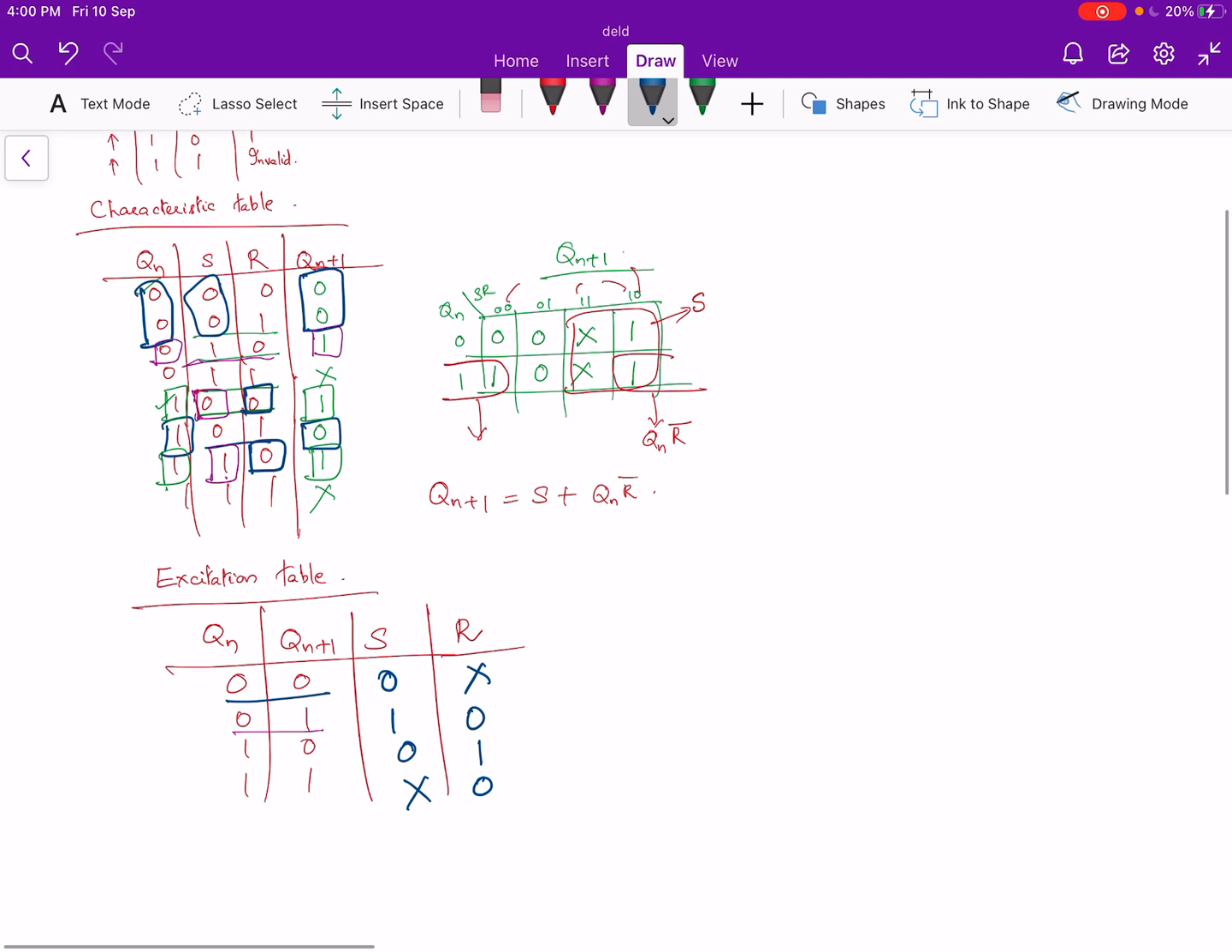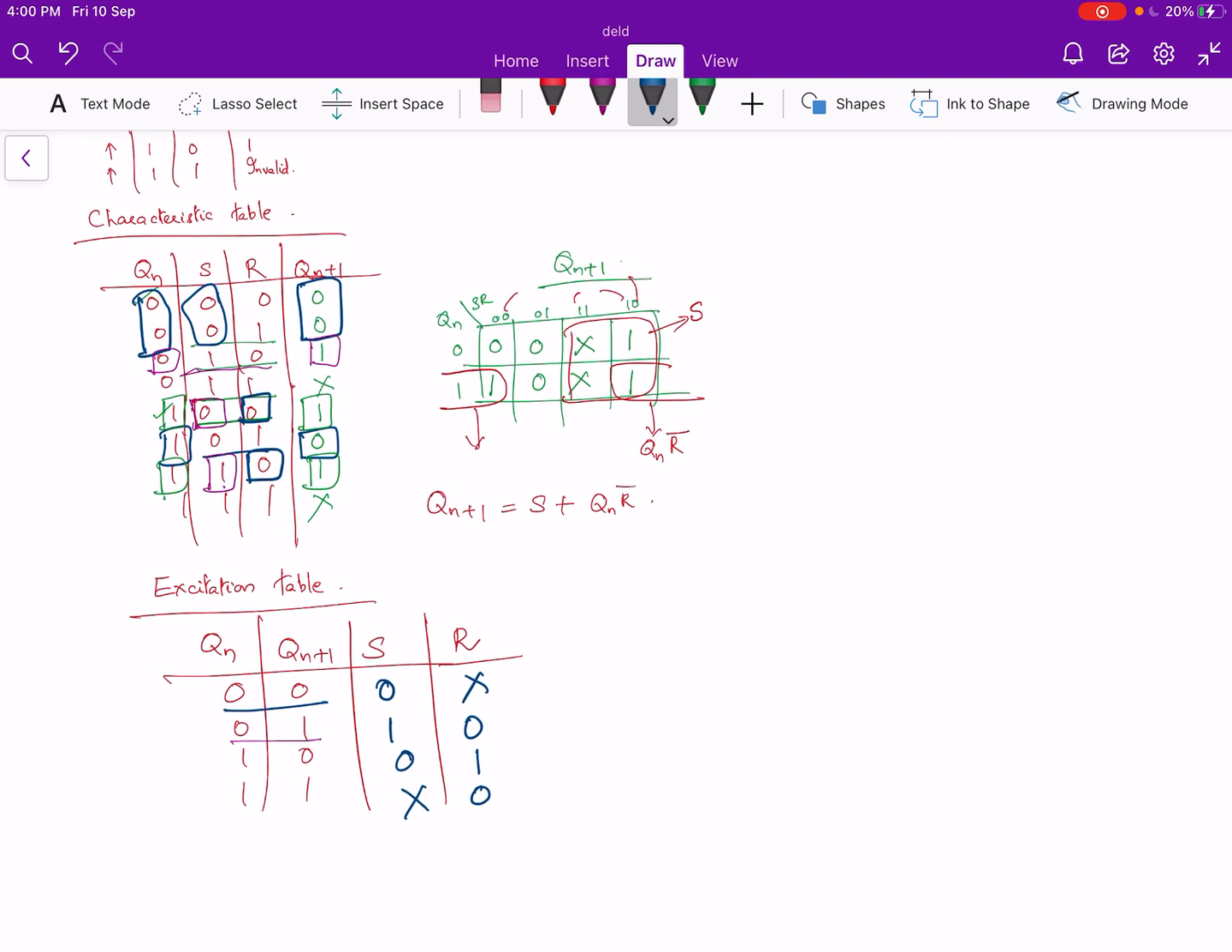From the characteristic table we have written the excitation table. For 0, 0 it is 0, don't care. For 0, 1 it is 1, 0. For 1, 0, S value is 0 and R value is 1. And for Qn equal to 1, Qn plus 1 equal to 1, S is don't care and R is equal to 0. We have to remember the excitation table for flip-flop conversion, where we convert one flip-flop to another. For that we'll be using this excitation table and characteristic table. We'll also be using this excitation table for counter design.